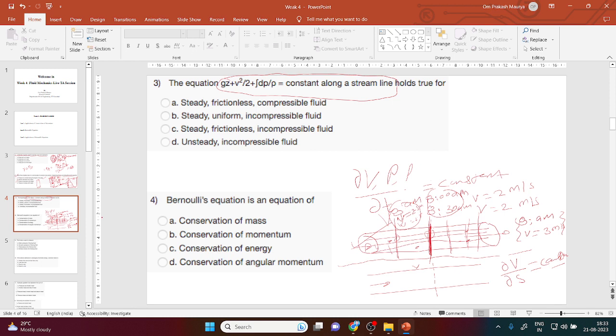Let me explain question number 3 first, then after I will discuss that. Okay, sir. So now moving on to question number 3. In question number 3, this equation is given. You all know gz plus v square by 2. And before discussing this question, I want to discuss one more concept, the incompressible and the compressible flow.